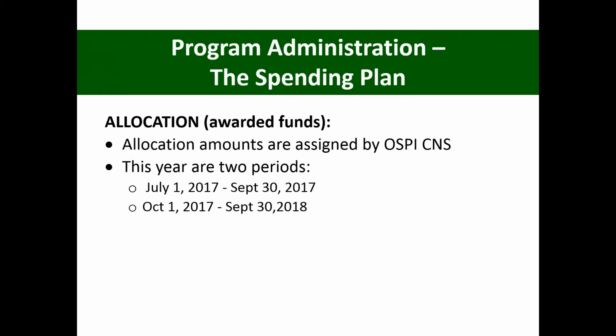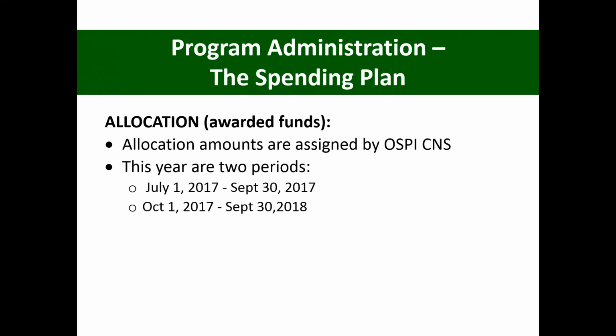Okay, program administration, spending plan, allocation, awarded funds. Once again, allocations are assigned by OSPI, which is us. And this year there are two periods, July 1st, 2017 through September 30th, 2017, and then October 1 through September of 2018. This year, the federal government decided they wanted the Fresh Fruit and Vegetable Program to be on a federal fiscal year. So things are a little bit different this year than they have been before.